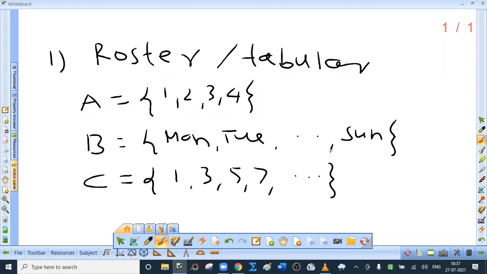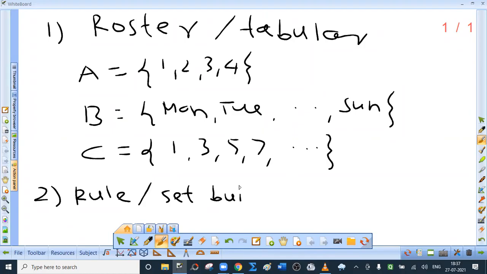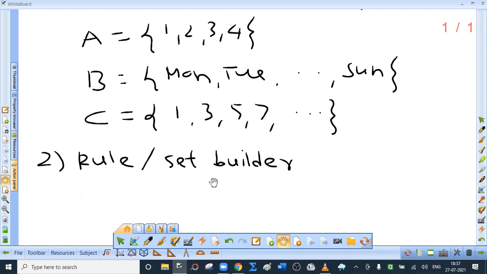The second one is called the rule method. We state the elements by a rule, which is also called set builder form. If all elements of a set A satisfy some property, that representation is called set builder form. For example, consider set A. How can we write that set A using the rule method?